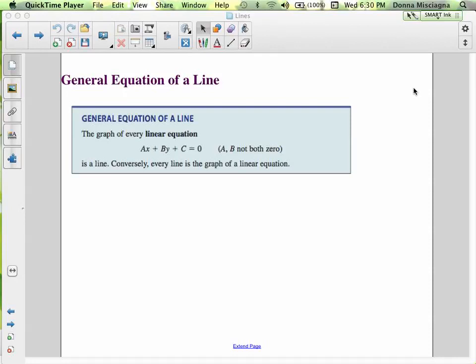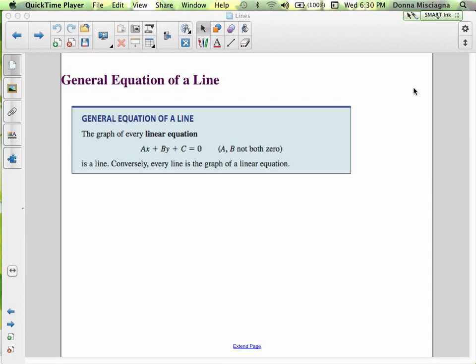So here's the general equation of a line. All right, so this is in standard form. Standard form is really the least useful form because our slope's not isolated. Right, so we would have to rewrite it to find out the slope or the y-intercept. So it's not as useful as point-slope or slope-intercept form.